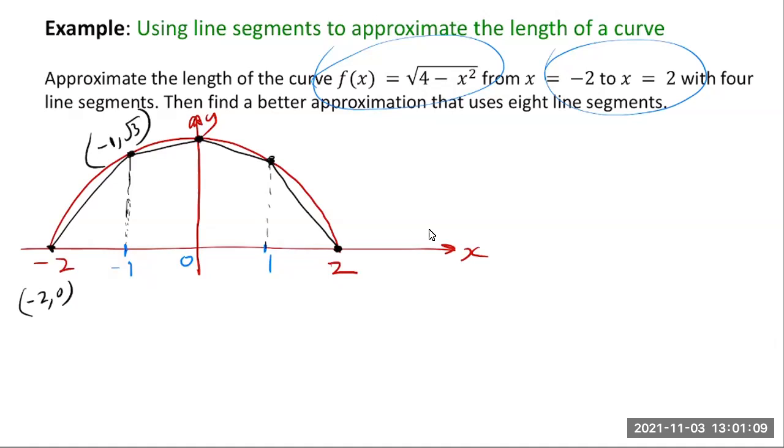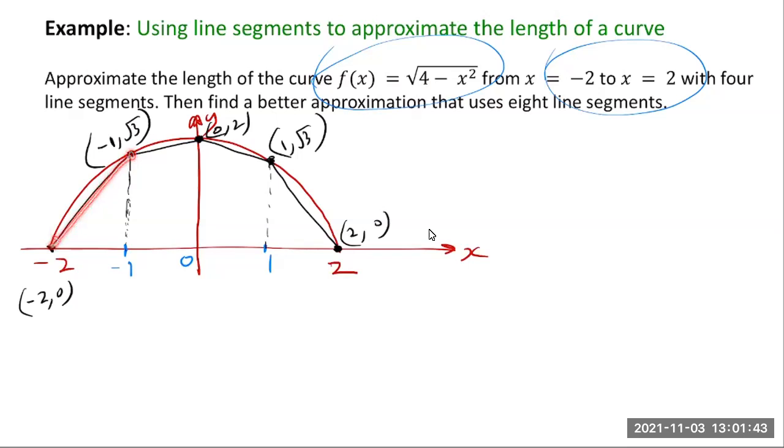Similarly, if you plug in 0 in your function, you will get 0, 2. This point is (0, 2). And then this point, if you plug in 1 in your function, you will get square root of 3. So (1, square root of 3). And this last point is (2, 0).